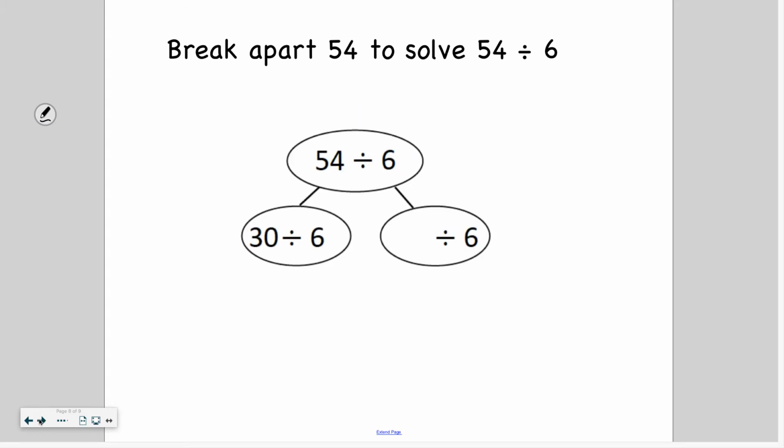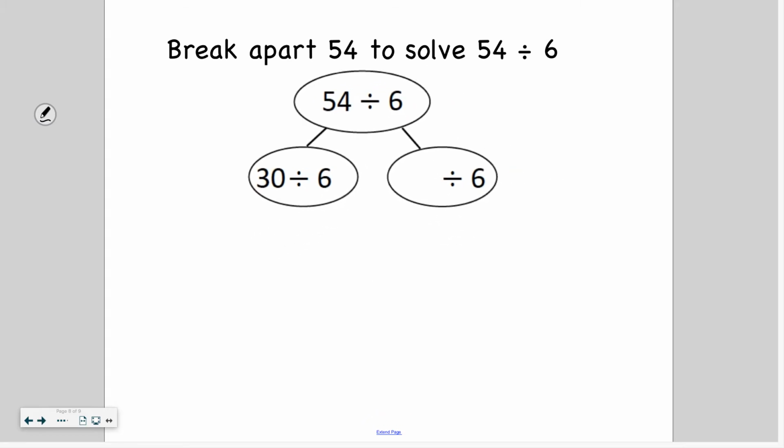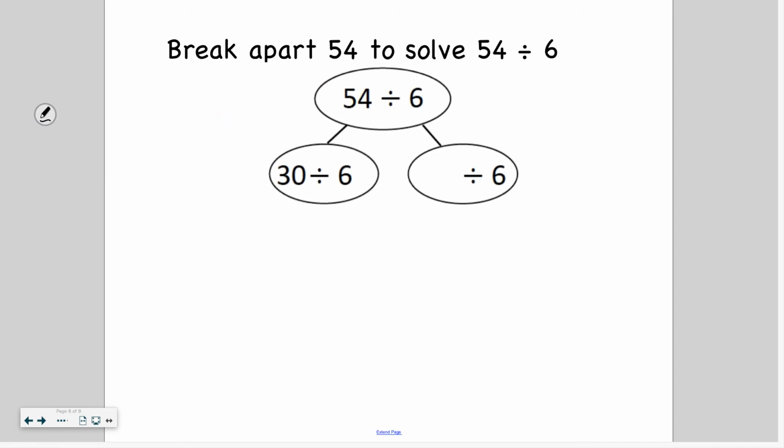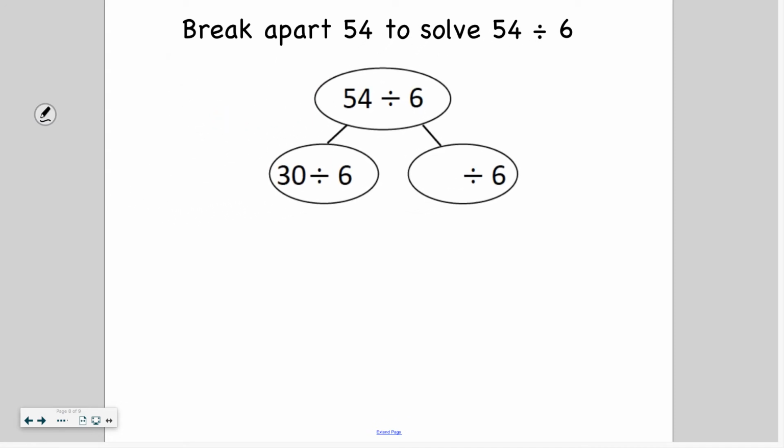So go ahead and try this one. Do the same thing. Find the missing part, divide, and then add up your parts. Press pause now, then press play when you're ready to check your work.